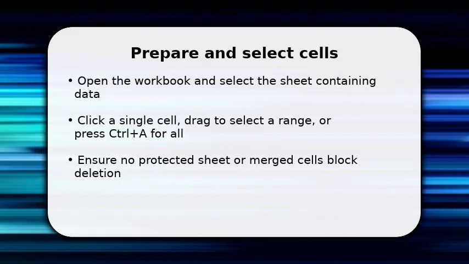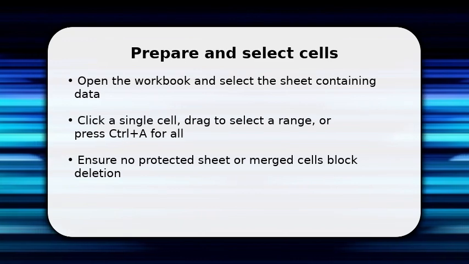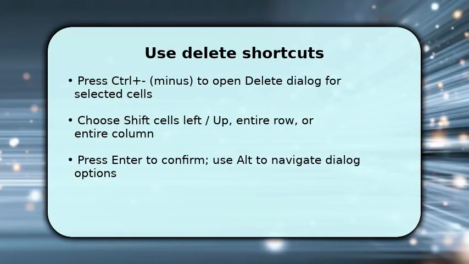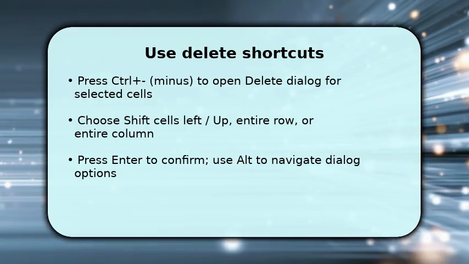can shift other data. Now that your selection is active, you're ready for the keyboard shortcut that deletes cells, rows, or columns quickly without using the mouse. You press Ctrl and the minus key together to summon the delete dialog. This saves time versus right-click menus.